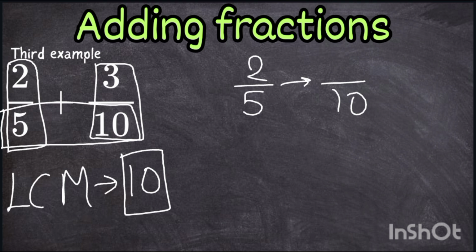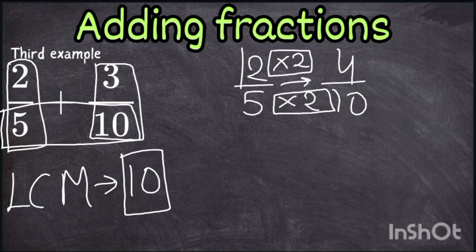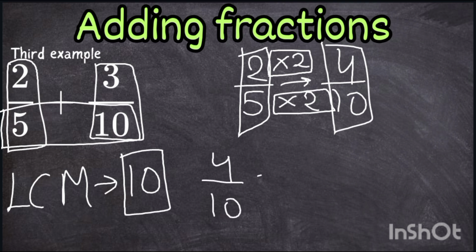We need to see what we will multiply with 5 to get 10. If we multiply 5 with 2, we get 10. Whatever we multiply in the denominator, we need to multiply in our numerator. 2 multiplied by 2 is 4. So 2 by 5 is converted to 4 by 10. Now the equation we have is 4 by 10 plus 3 by 10.